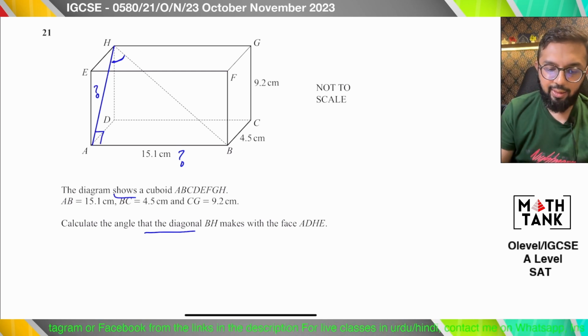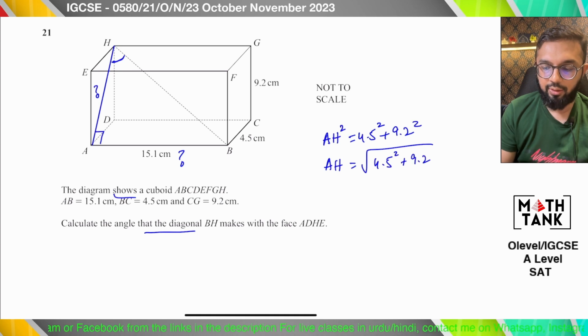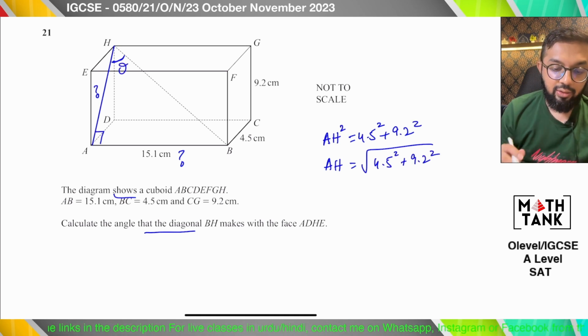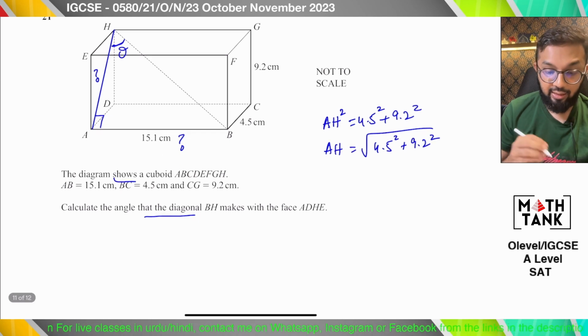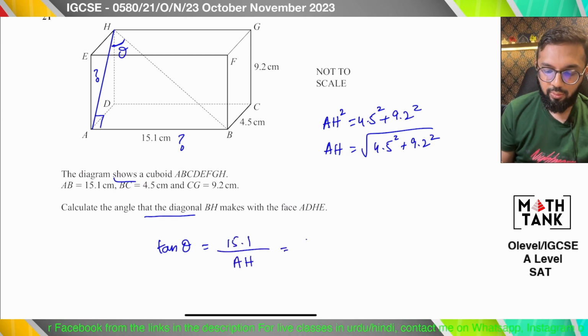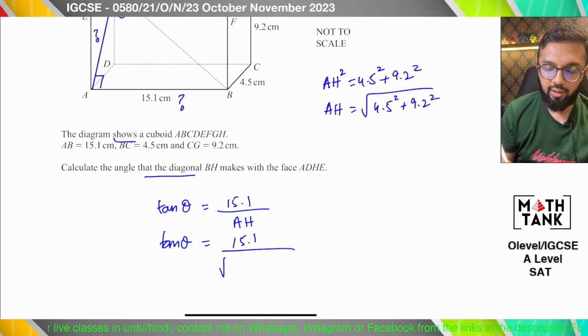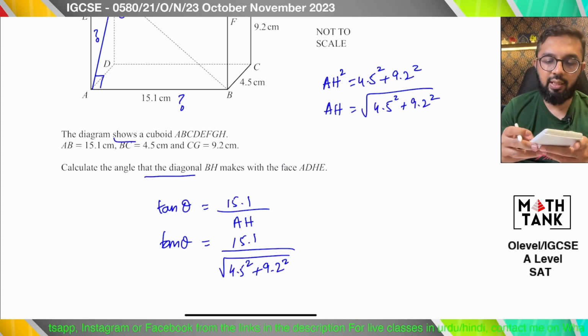So how do I calculate AH first? I am going to say that AH squared equals 4.5 squared plus 9.2 squared. So AH is going to be the root of 4.5 squared plus 9.2 squared. Now, since this is in 3D and it's a right angle triangle, I can say that tan theta is going to be 15.1 divided by AH. What's AH? It's tan theta equals 15.1 divided by root of 4.5 squared plus 9.2 squared. Let's see if we get the correct answer.